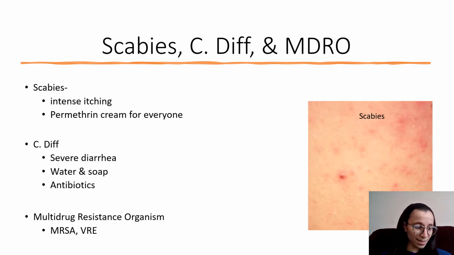Okay, the next one is C. diff. C. diff is actually a bacteria, and it causes severe diarrhea. They keep going to the bathroom. They could also have nausea and fever, but mainly severe diarrhea. The reason why it happens is because the normal flora in your GI system gets totally destroyed. Something that could cause it to get totally destroyed, which will cause C. diff, is antibiotic use, especially for a prolonged time.